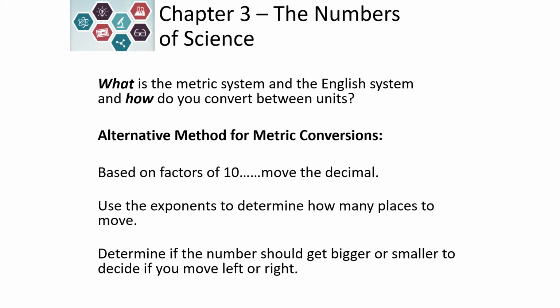Another way that we can do our conversions in the metric system is to move our decimal place. So because everything is based on factors of 10, we can move the decimal place to the left or the right to figure out what our number should be. Again, it's important to know if your number is going to get bigger or smaller to help us decide to move to the left or the right.